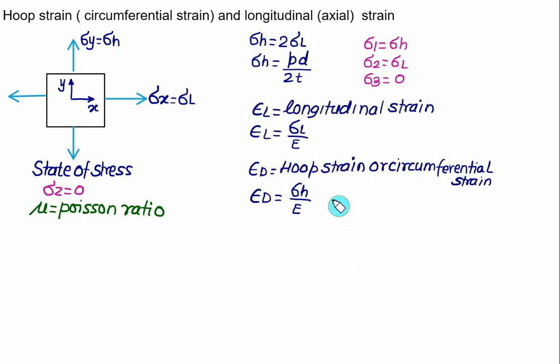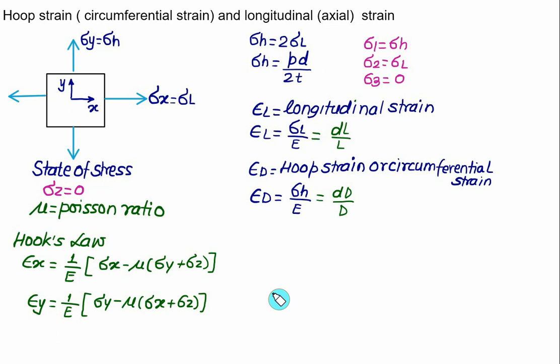In addition to this, we have introduced the longitudinal strain, epsilon L equal to sigma L by E, and basically it is defined as the change in length divided by original length, delta L by L. Epsilon D is basically defined as the change in the circumference to the original circumference, and is given as sigma H divided by E, which is the same as the change in diameter divided by the original diameter, delta d by d. We can use the generalized Hooke's law to find out the value of epsilon x and epsilon y, and we can use this equation.